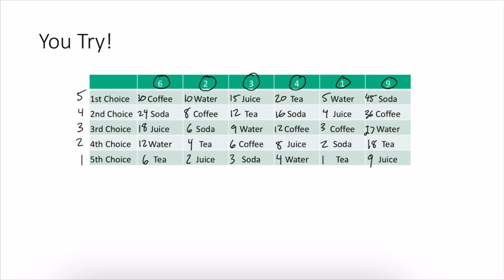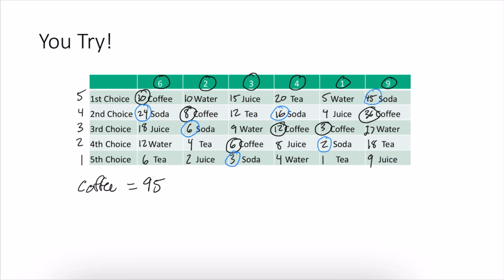And then to figure out what my weighted votes are, coffee is going to have 30 plus 8 plus 6 plus 12 plus 3 plus 36. And when I calculate that out, I get a weighted count of 95 for coffee. And then for soda, I'll do 24 plus 6 plus 3 plus 16 plus 2 plus 45.